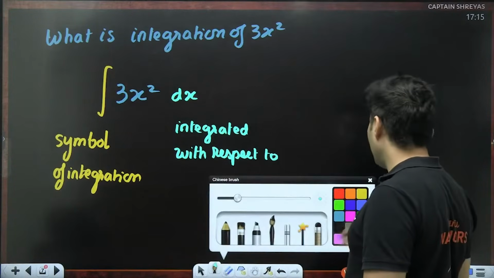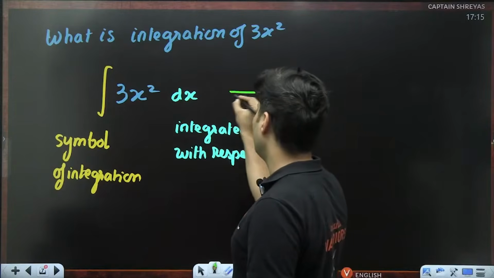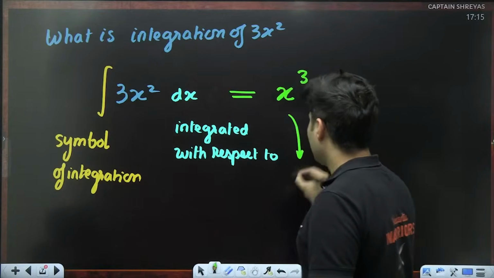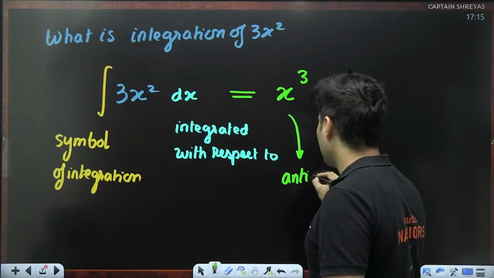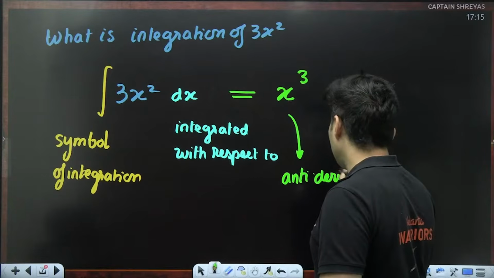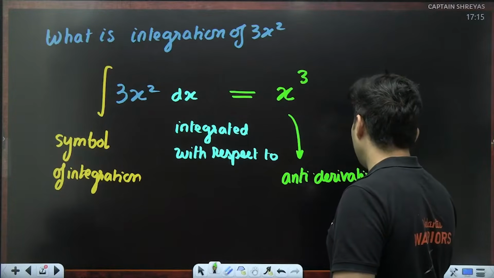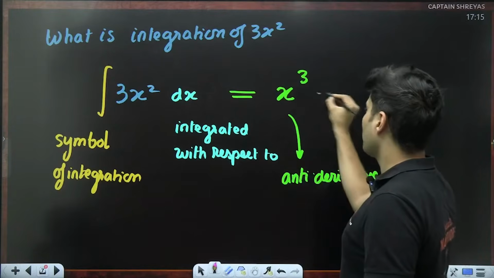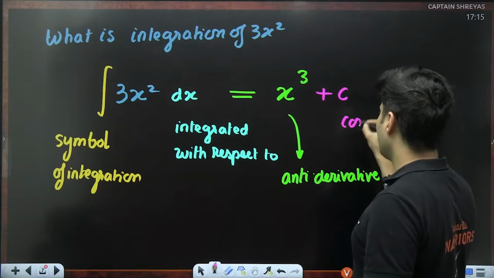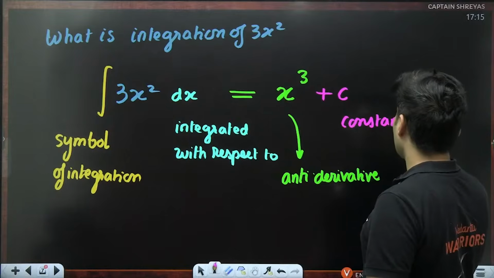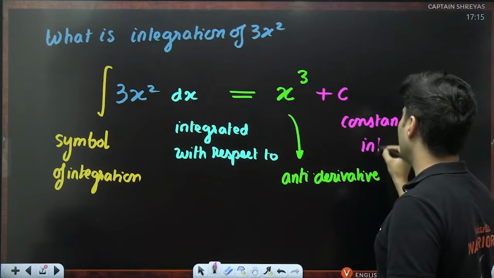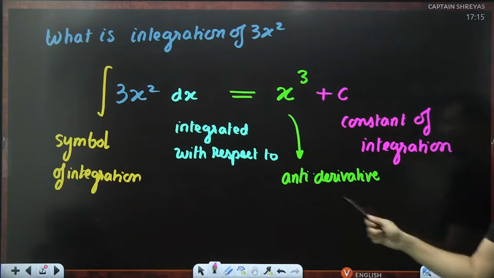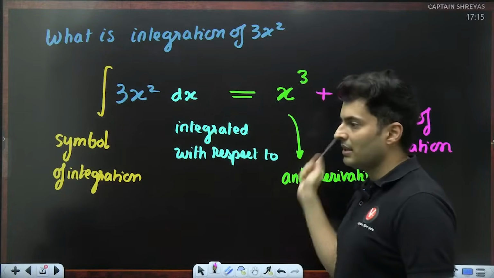And then comes the final outcome. When I say it is x cube, this is basically the antiderivative, or the final integration of this. And obviously, you will have plus c over here, which is nothing but the constant of integration. That is how the symbols and other things work.